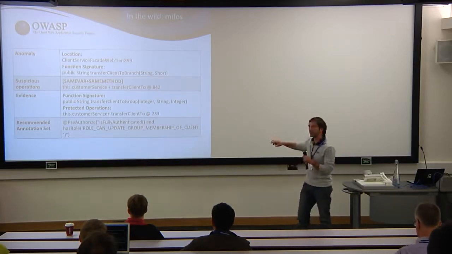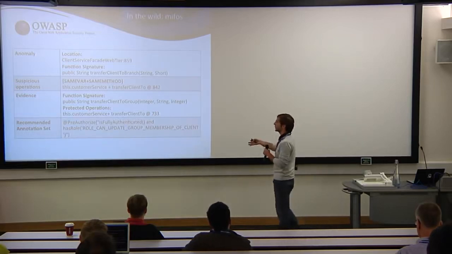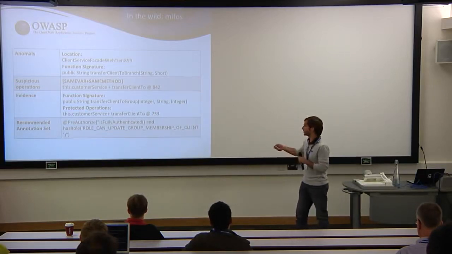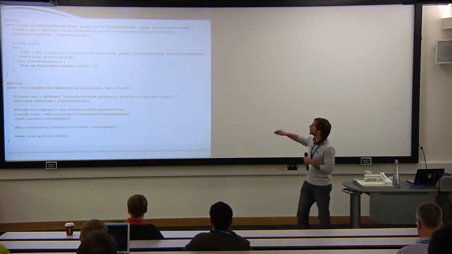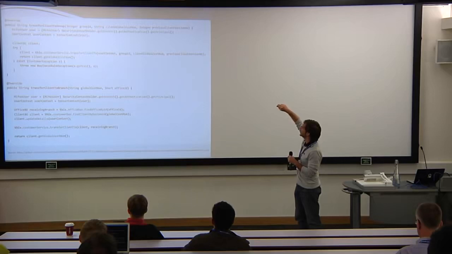All these examples that I'm showing now have been disclosed to the open source projects. They have been verified, and they have acknowledged that these were actually missing authorization checks. If you go to the code, I know the font is a little bit small, but there is this transferClientTo in transferClientToGroup. The same operation is right here, this customer service transferClientTo in transferClientToBranch.